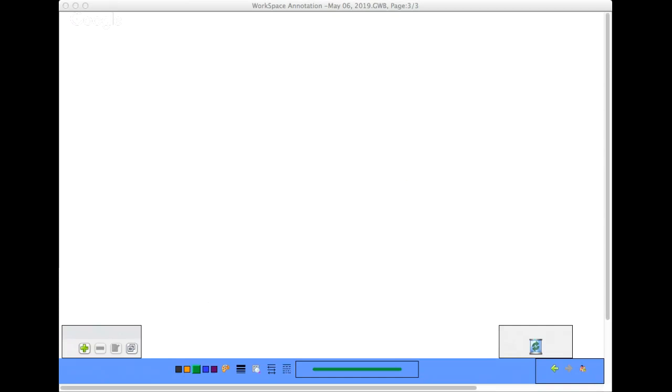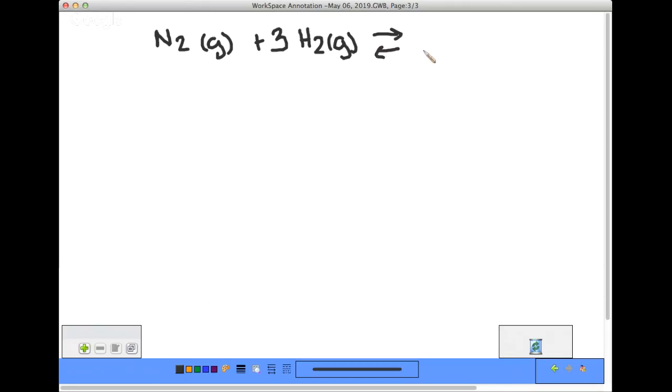Okay, so we are given a reaction and we are told that we want to write the equilibrium constant expression. We want to find the value and then we want to determine if it's reactant or product favored. So I'm going to start by writing out the equation that they give us. If we are given this, we want to write out our equilibrium constant expression.